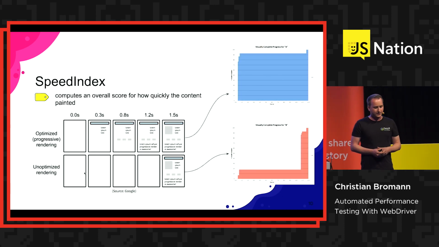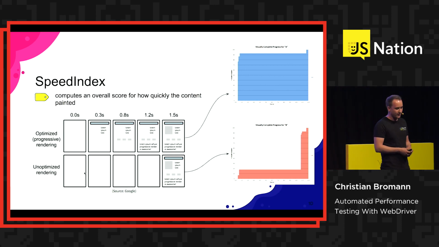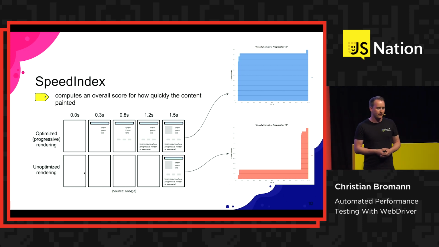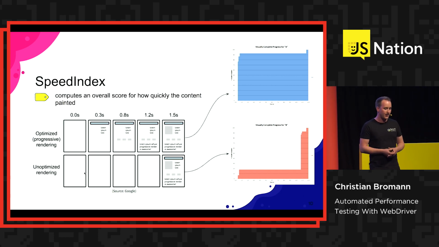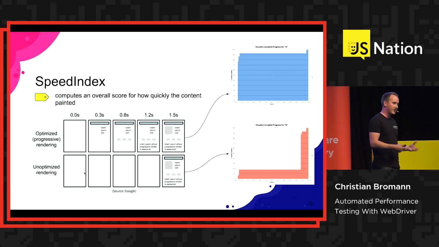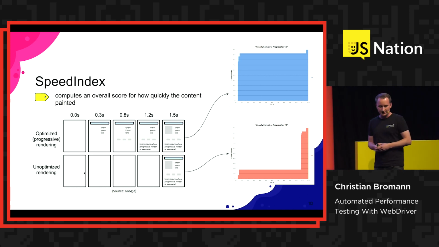Another interesting metric is speed index. Speed index was created by WebPageTest.org, and it tries to find out how well the page renders. So we have two examples here. On the top, there's an optimized page that uses progressive rendering, and on the bottom is an unoptimized page. And you see, with progressive rendering, the browser draws elements on the page as soon as the browser has parsed them. So we immediately have something to consume, which creates a much better experience.